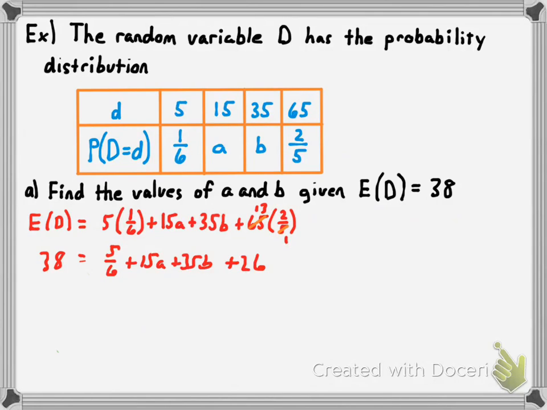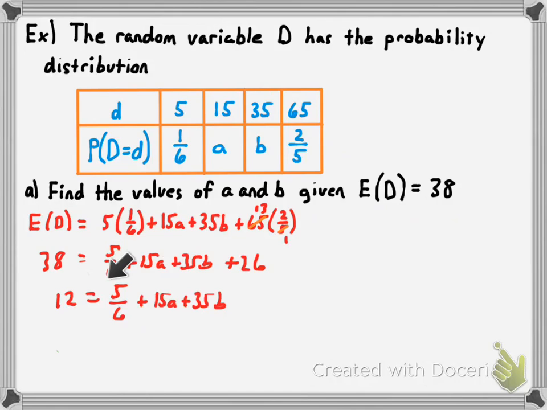Okay, now one thing I hope you notice here is that we have 2 unknowns, and we're not going to be able to find those unknowns using this equation alone. All right, we'll take care of that part in a moment. Hopefully you can already envision that we're going to have to use a system of equations to find the values of A and B, and we'll come up with that other equation. Let me go ahead and simplify this a little bit. Let's subtract the 26 from both sides and get 12 equals 5/6 plus 15A plus 35B.